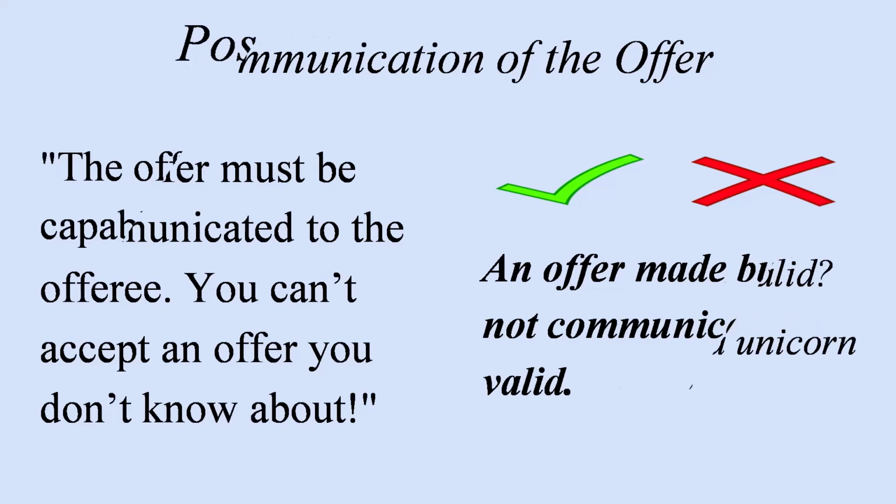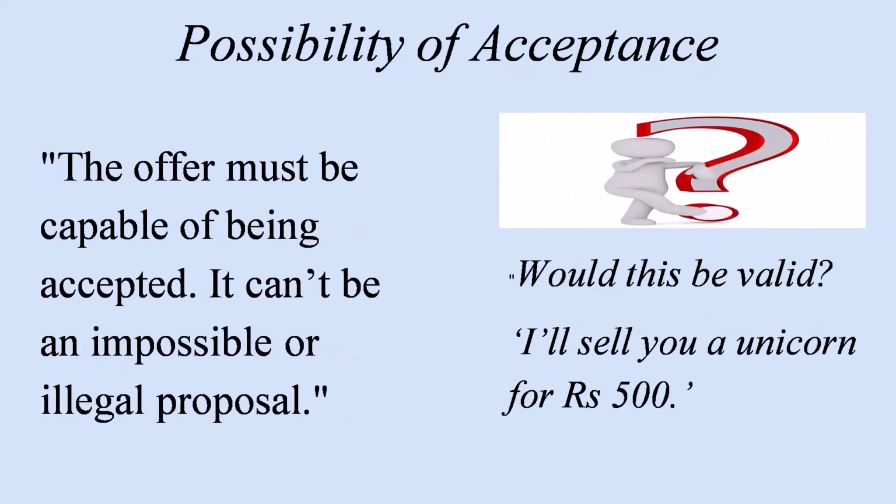comment box. The next criterion for a valid offer is possibility of acceptance. The offer must be capable of being accepted. It cannot be an impossible or illegal proposal. Now I will ask you a question. If I say I will sell you a unicorn for rupees 500, would this be a valid offer? No, because an offer can't be an impossible or illegal one. Here, selling a unicorn is impossible and it is mythical.